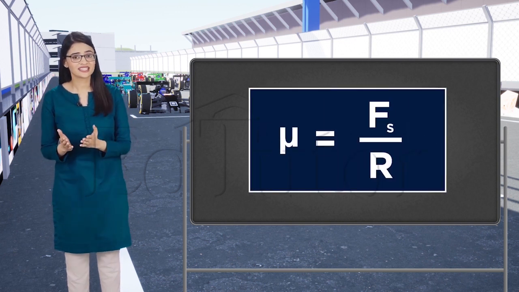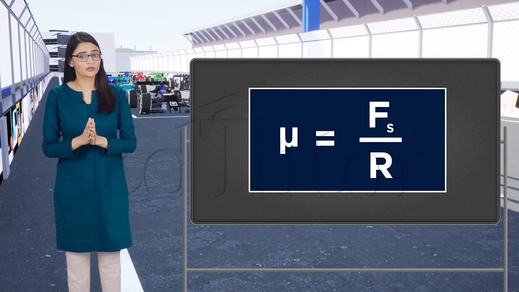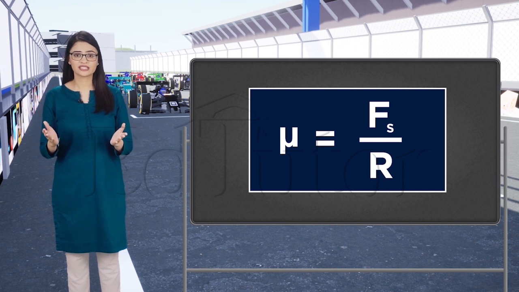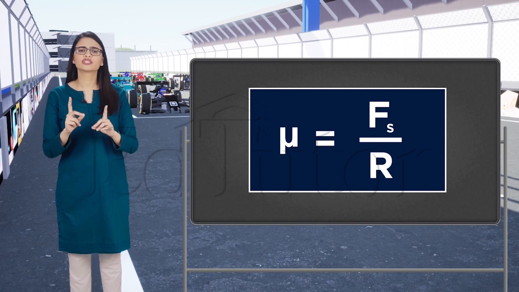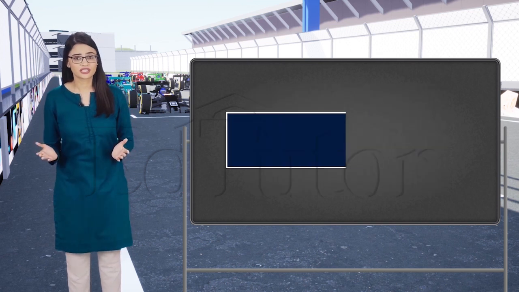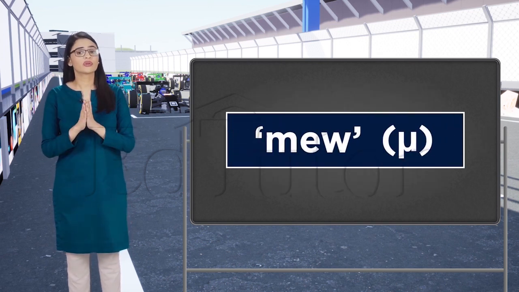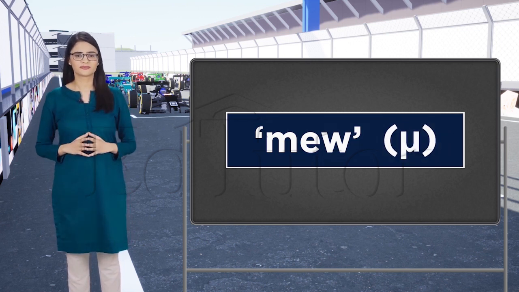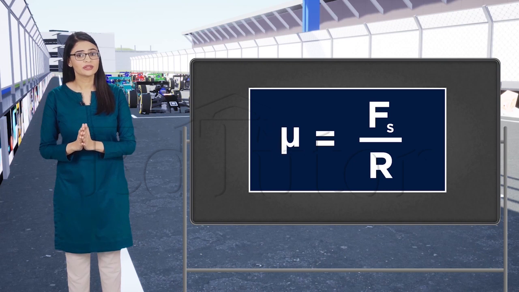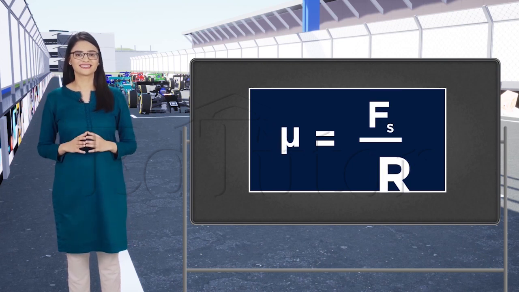Now, in this scenario, if you divide the force of limiting friction, Fs, with the reaction force R, a constant value is obtained. This constant value is called the coefficient of friction and is represented by mu. Mu is equal to Fs over R.